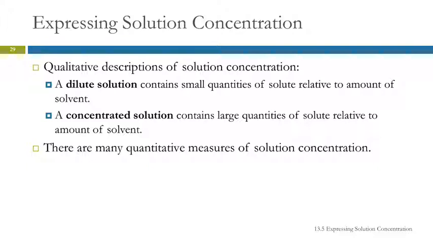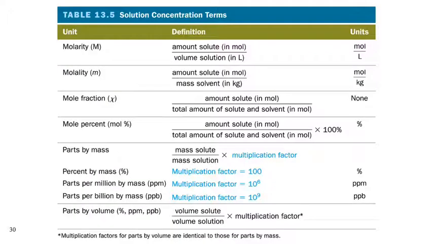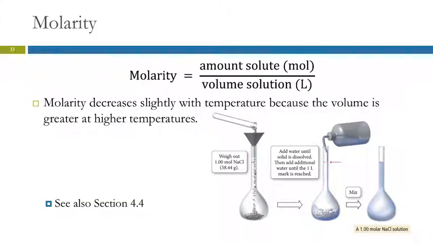And then there are many different measures to quantitatively indicate the solution concentration. There are some of them. So we've got molarity, molality, mole fraction, mole percent, and parts by mass and parts by volume. So we've used molarity, right? We needed that for solution stoichiometry, but some of these others are a little bit new. So let's look at these.